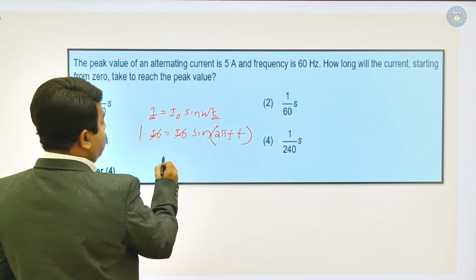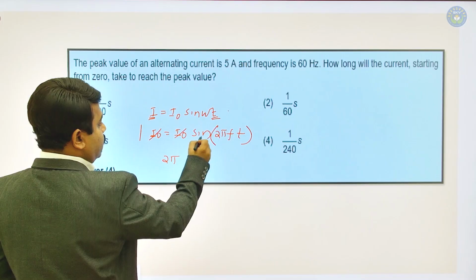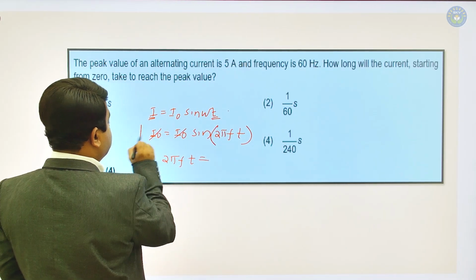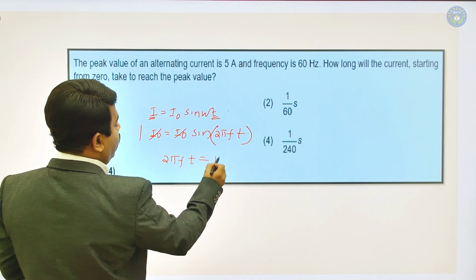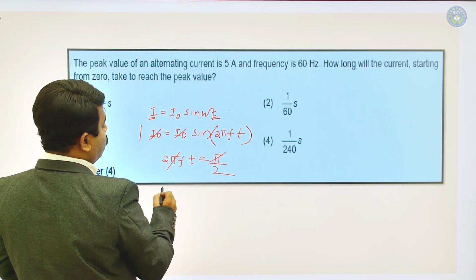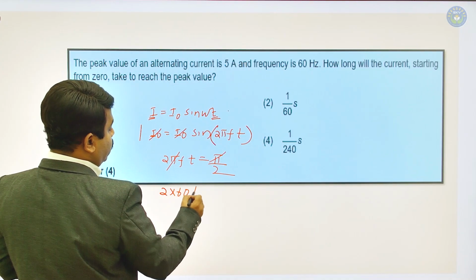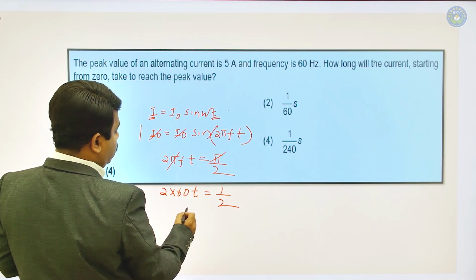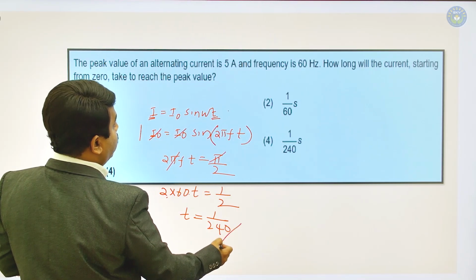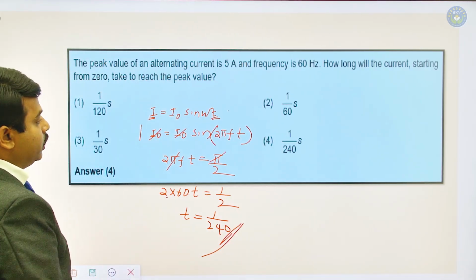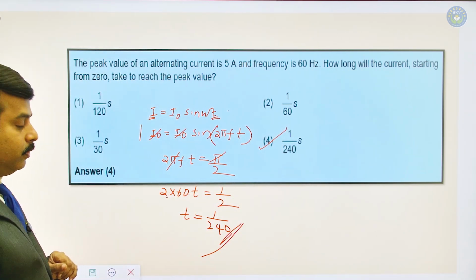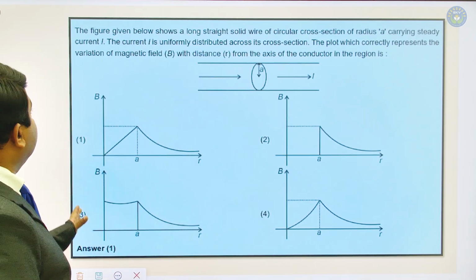The I0 cancels. When sin becomes 1, that is sin 90, then 2 pi f t is equal to pi by 2. Pi cancels. Then what is the frequency they have given? 60 into t is equal to 1 by 2. Then t is equal to 1 by 120 into 2, that is 1 by 240. That means option 4 is correct, right? All right.